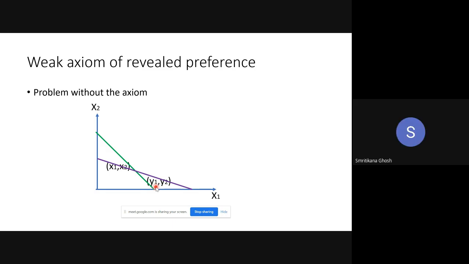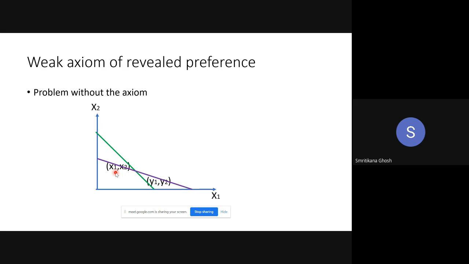Now the problem is coming. Which one is ultimately preferred, and to whom? It's a very confusing situation. Given the green one, y1, y2 is preferred. Given the purple one, x1, x2 is preferred. So what will be the conclusion? There is no concrete conclusion. Given one situation, one is preferred; given the other, the other is preferred. If the question is what the conclusion is, you cannot give a conclusion. So that is the problem of real life.